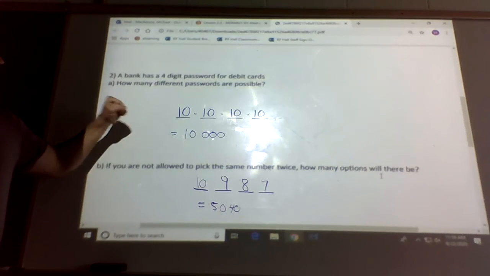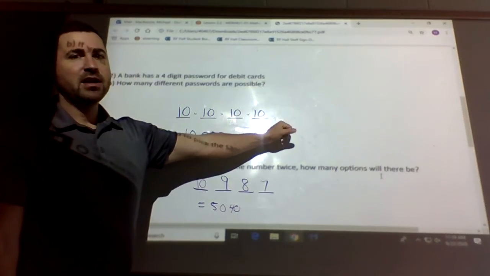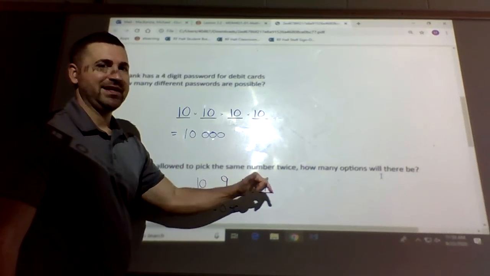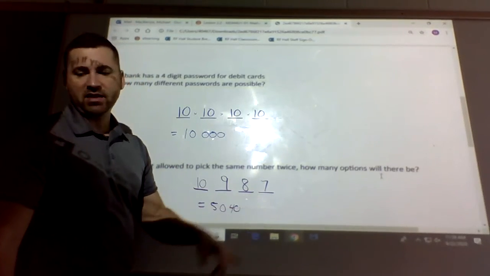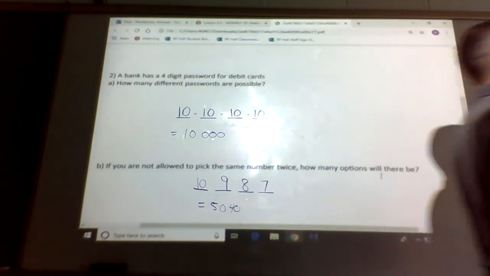Okay, so again, if you're allowed to repeat or there aren't any restrictions, it says 10 times 10 times 10 times 10. But if it says you have a restriction, you can't use the same number twice, then our total decreases each time. So 10, 9, 8, 7. And I believe that's the whole lesson there.